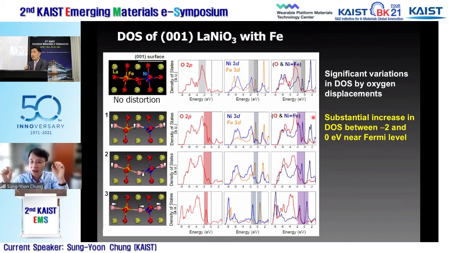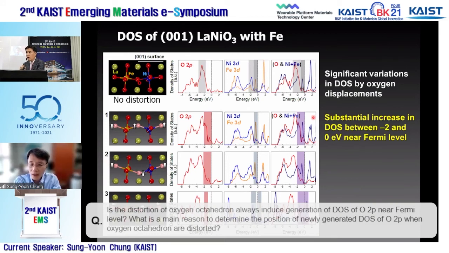So I think this is another good topic for electrocatalysis. Okay, thank you. Next question. Thank you for the great talk. Does the distortion of the oxygen octahedron always induce a generation of DOS of O 2p near the Fermi level? What is the main reason that determines the position of the newly generated DOS of oxygen 2p when the oxygen octahedron is distorted?